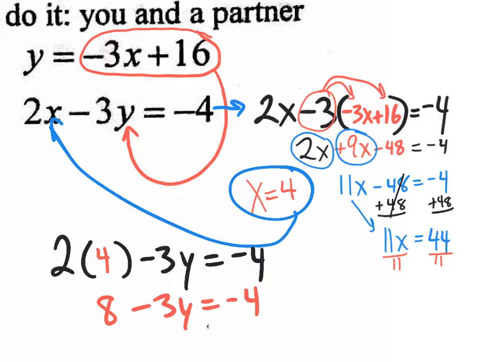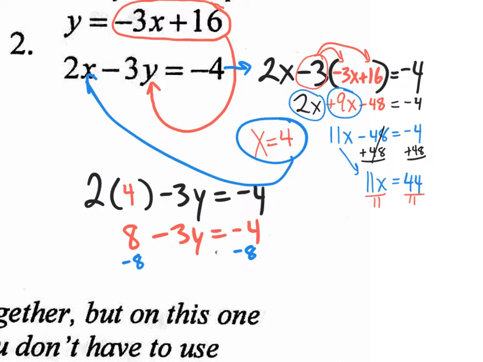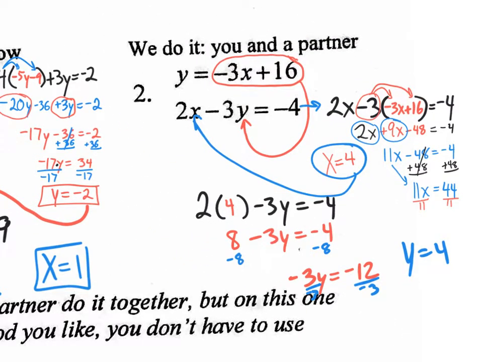You could get rid of the 8 by subtracting 8 on both sides. I will have negative 3y equals negative 12. And if you divide both sides by negative 3, you will get y equals 4 as well. So the final answer to this system is 4, 4. 4 on the x, 4 on the y.